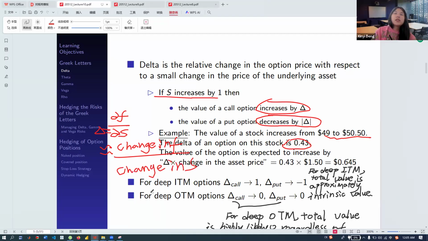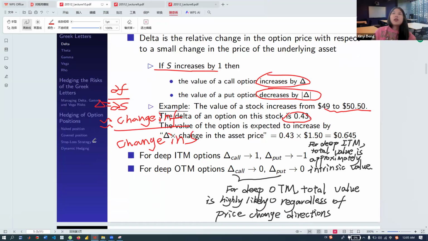If that's the case, our change in S for this question is 1.5, right? 50.5 minus 49 is equal to 1.5. So 1.5 is the change in S. Changing F is what we don't know.